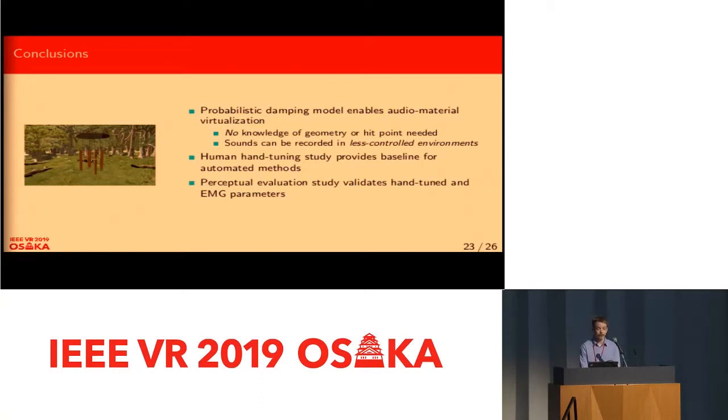And so to conclude, our probabilistic damping model enables robust audio material virtualization. Our method does not require any knowledge of the object's geometry or the hit point that was used to produce the sounds. And the sounds can be recorded in less controlled environments as we account for the various damping factors. Our human hand tuning study provides a baseline for comparison for automated methods, both ours and any future methods, while our perceptual evaluation study validates both our hand-tuned and our automatically estimated parameters.